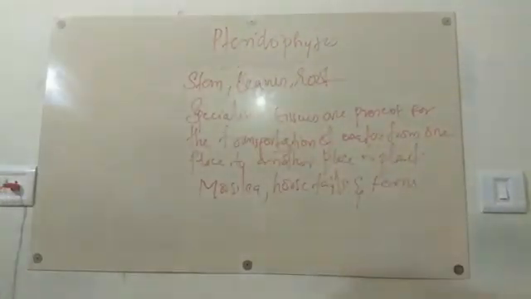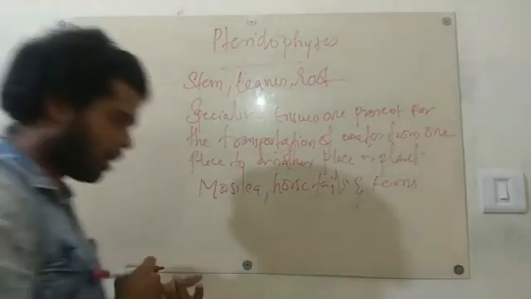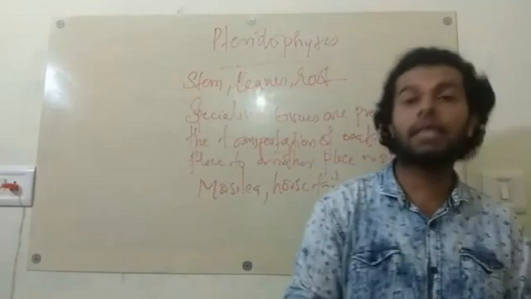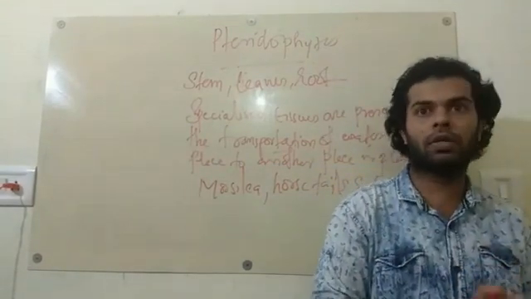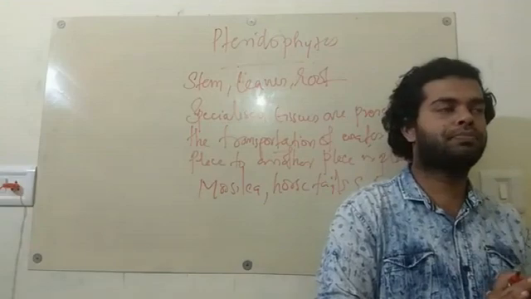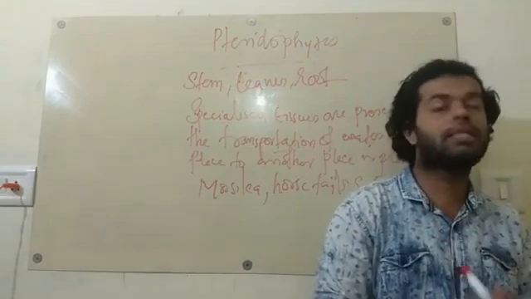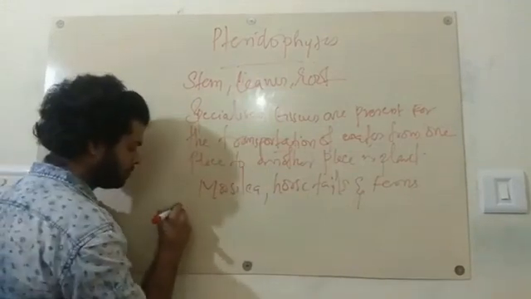Okay, and ferns. In the case of thallophytes, bryophytes, and pteridophytes, they have naked embryos, which are called spores.